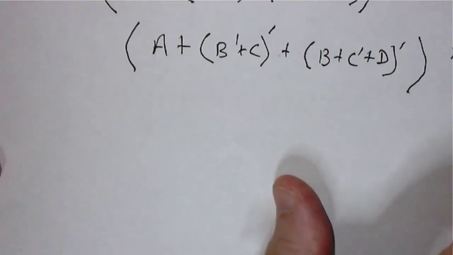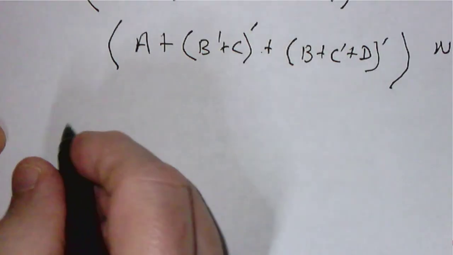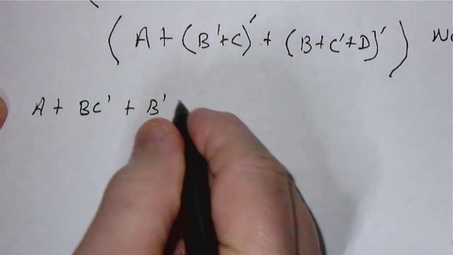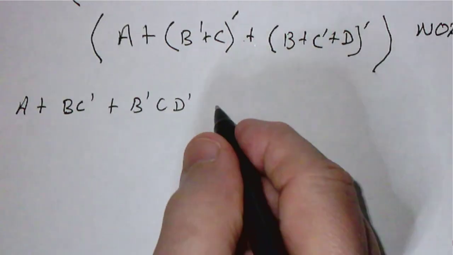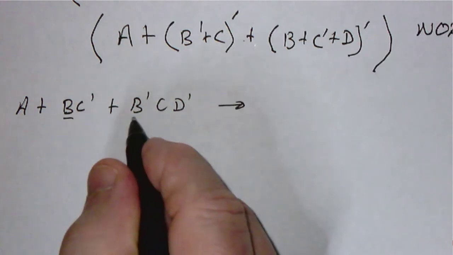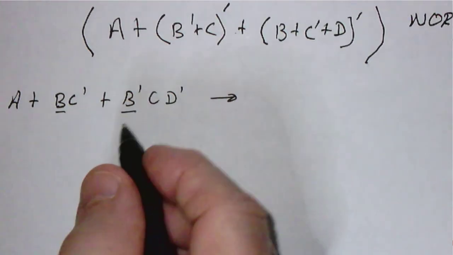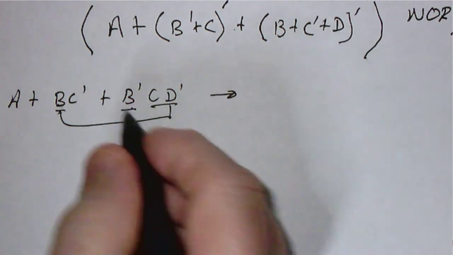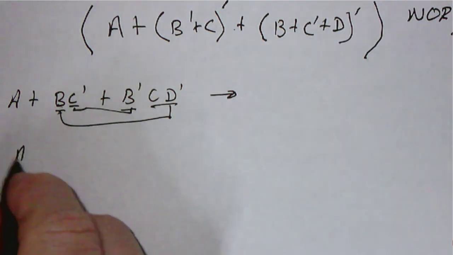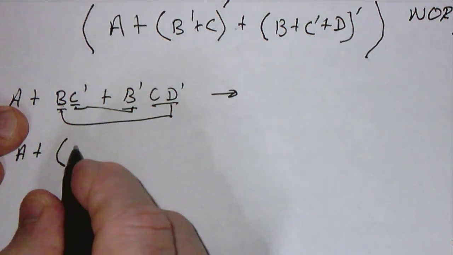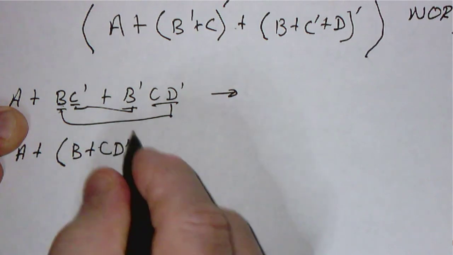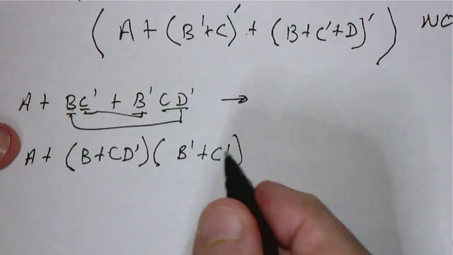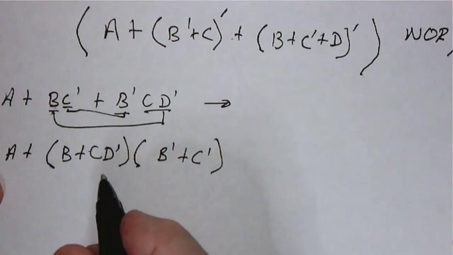Now just so you can believe, let's convert this. Our original expression is A plus BC prime plus B prime CD prime. Now let's switch this to POS form. I'm going to use the multiplying and factoring theorem right off the bat, and I'll use B and B prime. So I'm going to take B and hook it up with the CD prime, and the B prime I'm going to hook up with the C, and so we'll have A plus the quantity B plus CD prime times B prime plus C prime. Okay, now I do have to expand this.